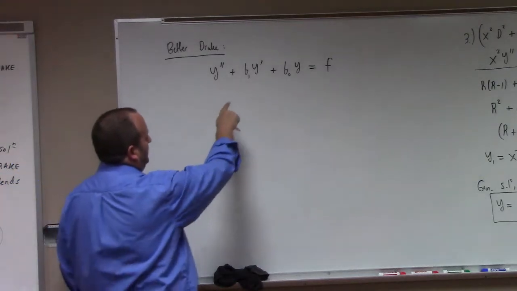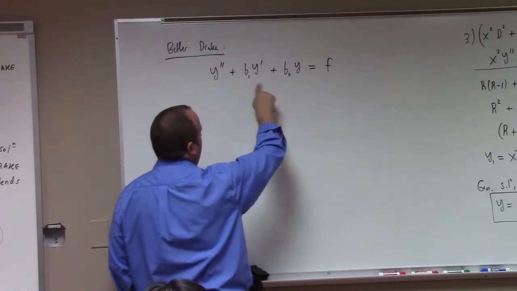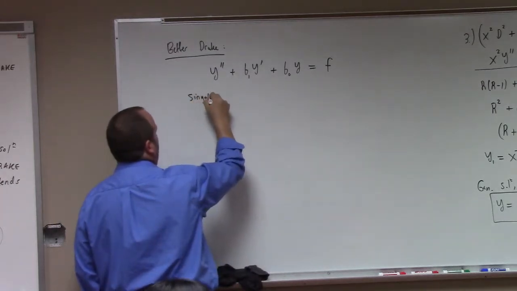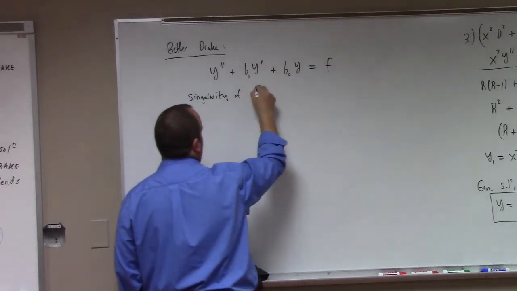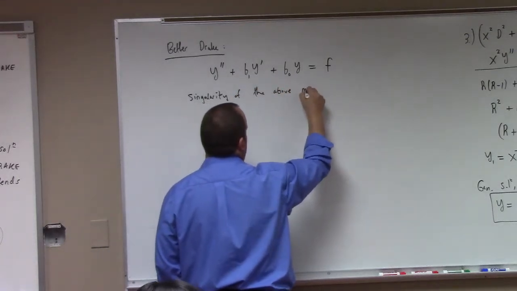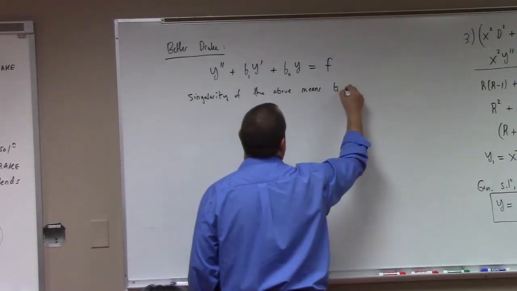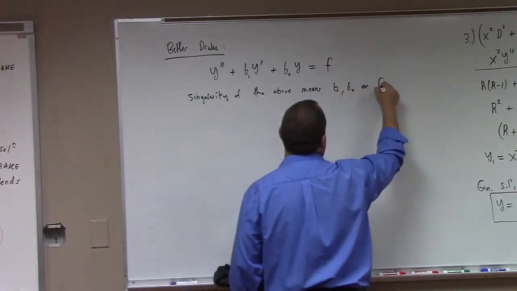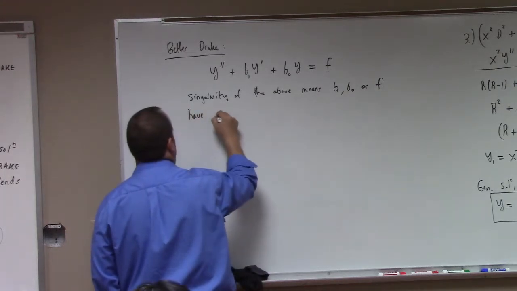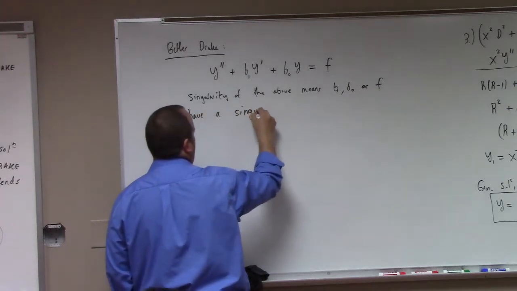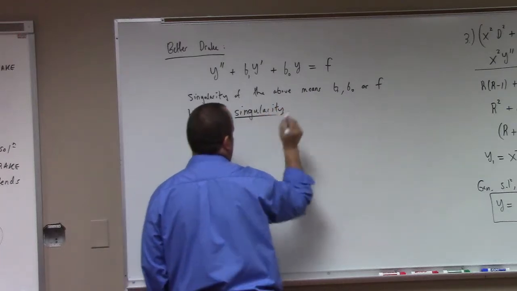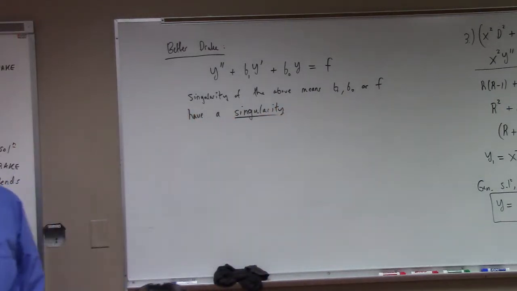Okay, so this is easier for me to discuss because a singularity of the above means either B1, B0, or F have a singularity. And I think the term singularity as it applies to a function is something you're already familiar with. Ever since Calculus 1, we've been talking about vertical asymptotes. That's a singularity in the function, a place which is outside the domain of definition.